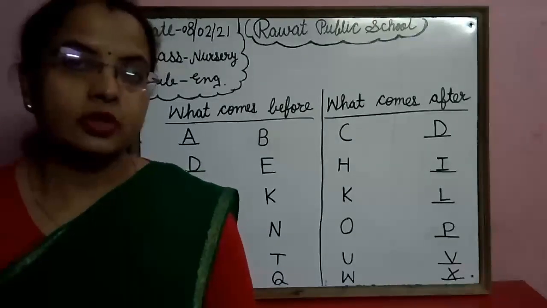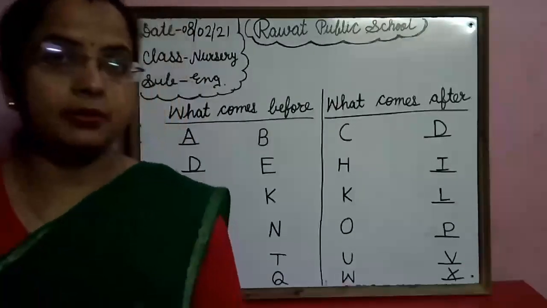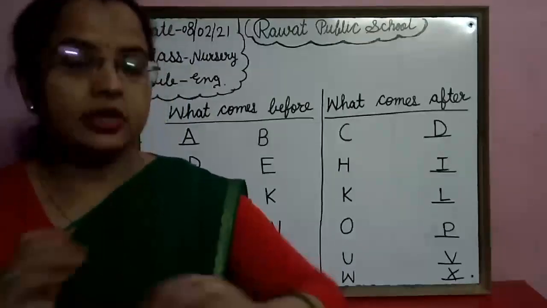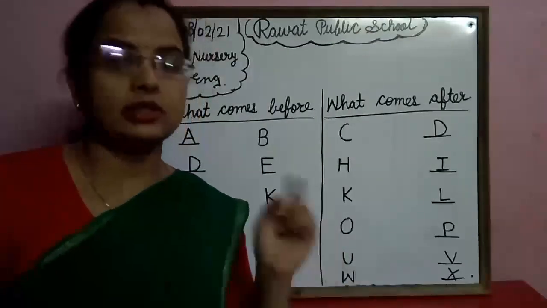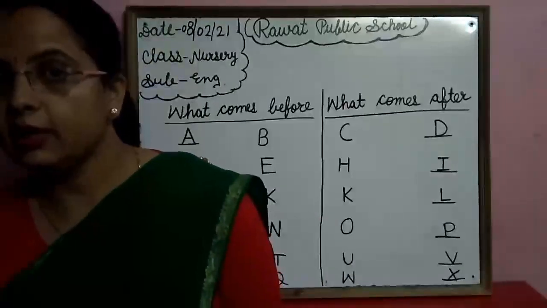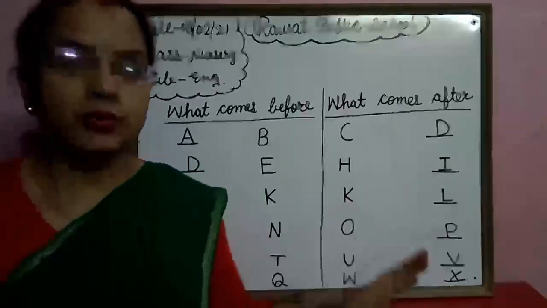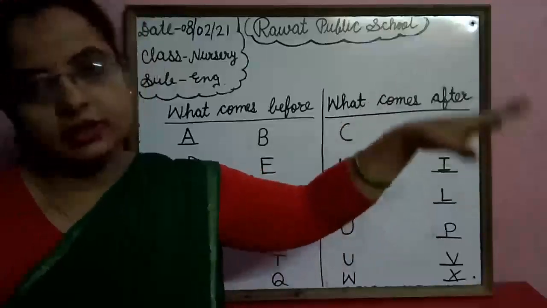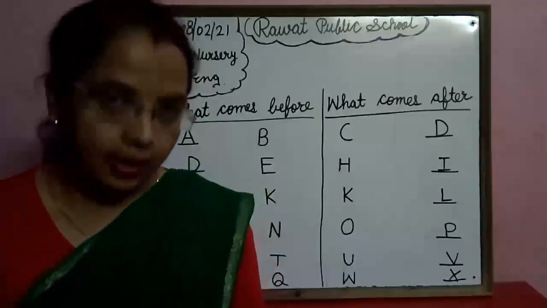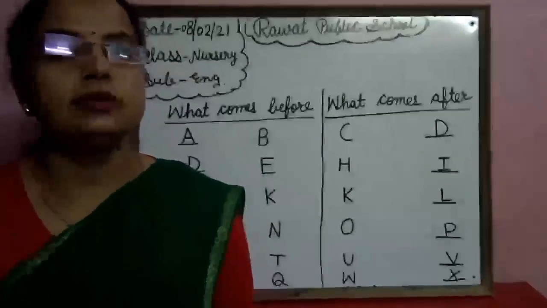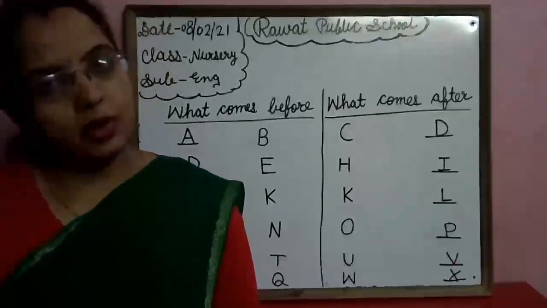Once again, two little dicky birds sat on a wall. One named Peter, one named Paul. Fly away, Peter. Fly away, Paul. Come back, Peter. Come back, Paul.